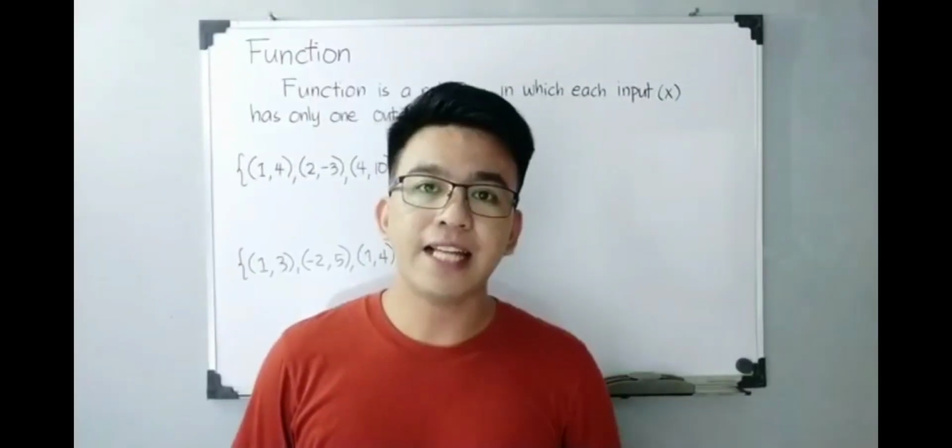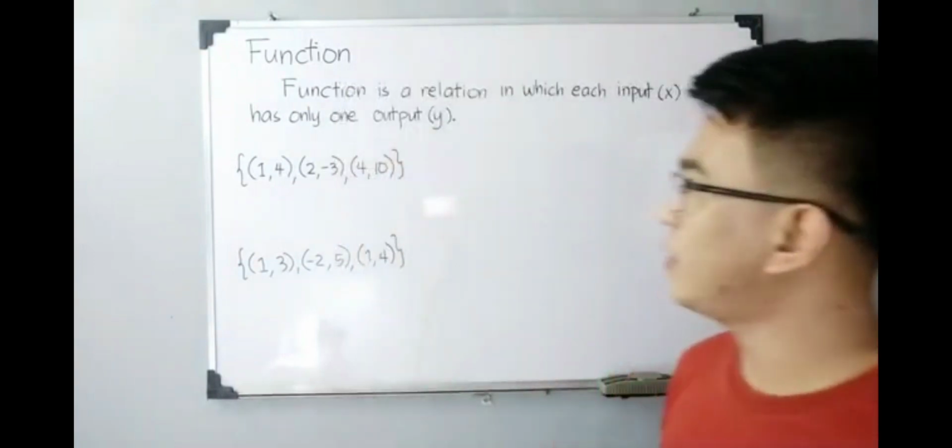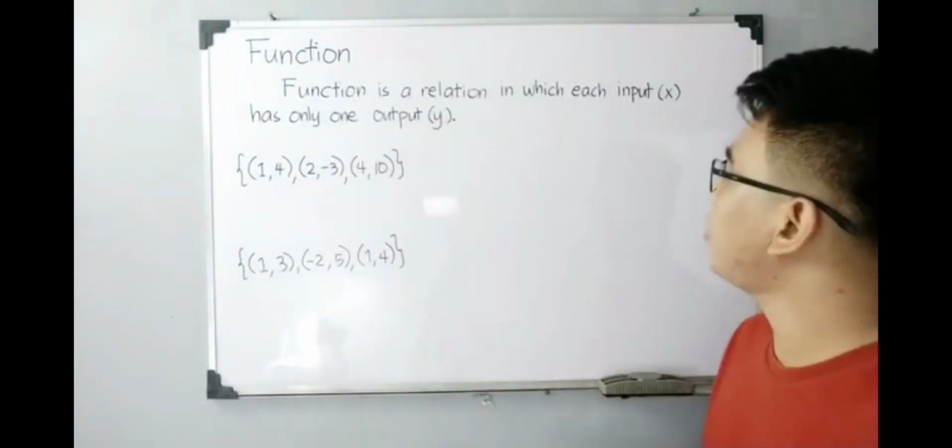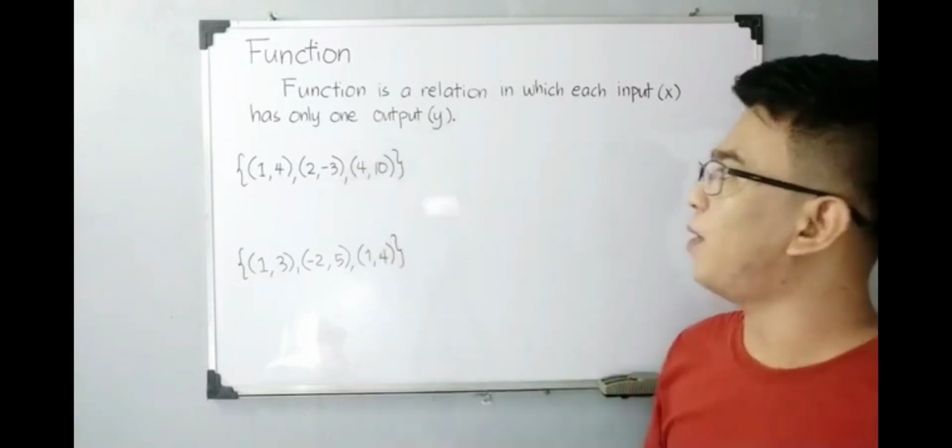So, in the next part of our video, I'll be giving you the definition and examples of a function. Now, let's have the definition of a function. When you say function, function is a relation in which each input x has only one output y.